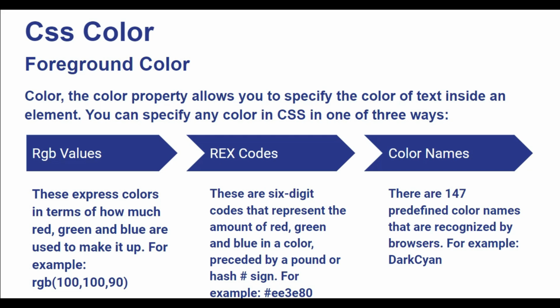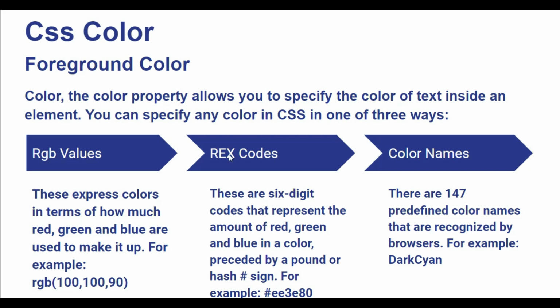Now the hex code, now these are 6-digit codes that represent the amount of red, green, and blue in a color, preceded by a pound or hash sign. For example, now imagine you are saying hash EEE3E80. This is a color name. Now imagine I'm saying hash FFFFFF. It's like I'm creating the color white, right? So if you're not comfortable with memorizing all these hex codes, it's better for you to just use the one you know better, which is color names, or you use the RGB values also.